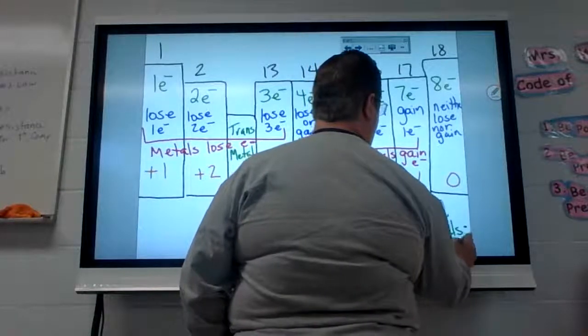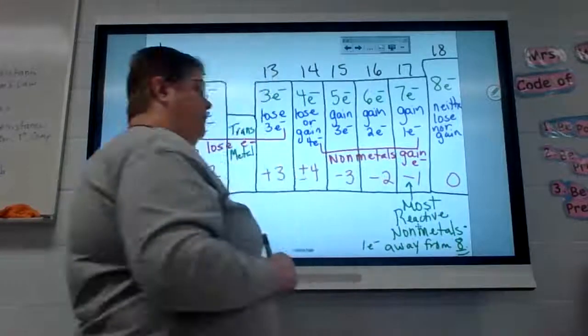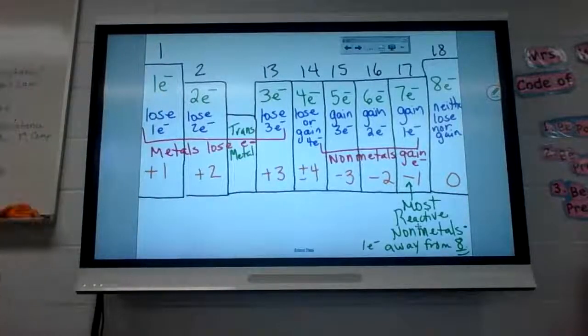Now, group 17 is the most reactive nonmetals, and the reason is they are 1 electron away from a magic number of 8. Now, group 17 is the group I affectionately refer to as the hose. They will take an electron from anyone who's willing to give one. Okay? They're not selective. Not selective at all. Anybody who's willing to give it to them, they're willing to take it from them. So, who is the other group of hose on the periodic table? There's another one.